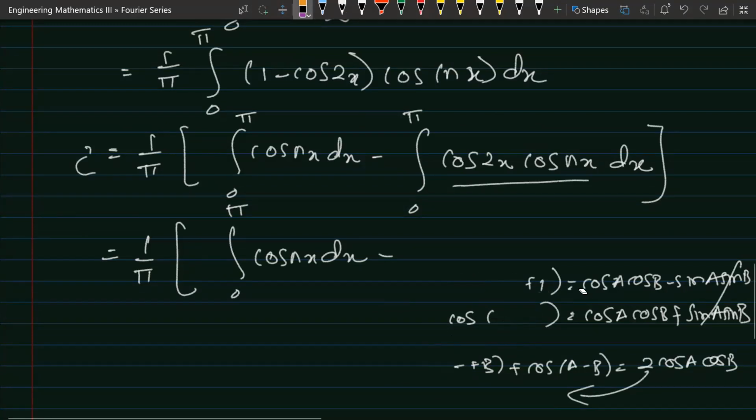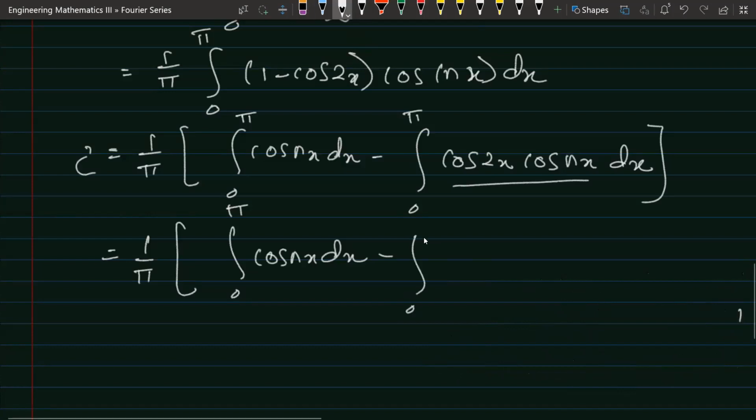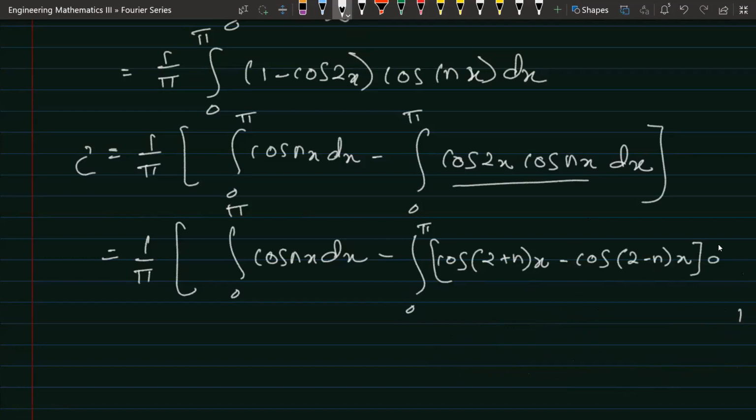Yes, sir. The same formula I am using over here. So what is my a? A is nothing but 2x. What is my b? B is nothing but nx. So what is there inside the integral? 0 to pi, 1 by 2 is there, of course, cos of (2 plus n) into x minus cos of (2 minus n) into x dx. Am I right? Sorry for this.